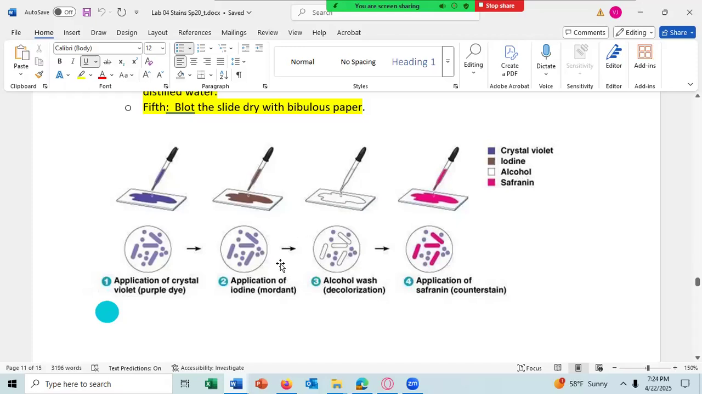And like I said, the best way to do it is to hold your slide up and then apply the decolorizer. Once the decolorizer stops running blue, stop adding decolorizer. And then you immediately wash the cells with cold water to remove the trace amounts of decolorizer that remain on the cells after you pour the decolorizer off. You then stain with safranin. Safranin actually gets in all cells, but it will make the gram-negative cells appear pink and the gram-positive cells will appear purple. Any question about any of that?